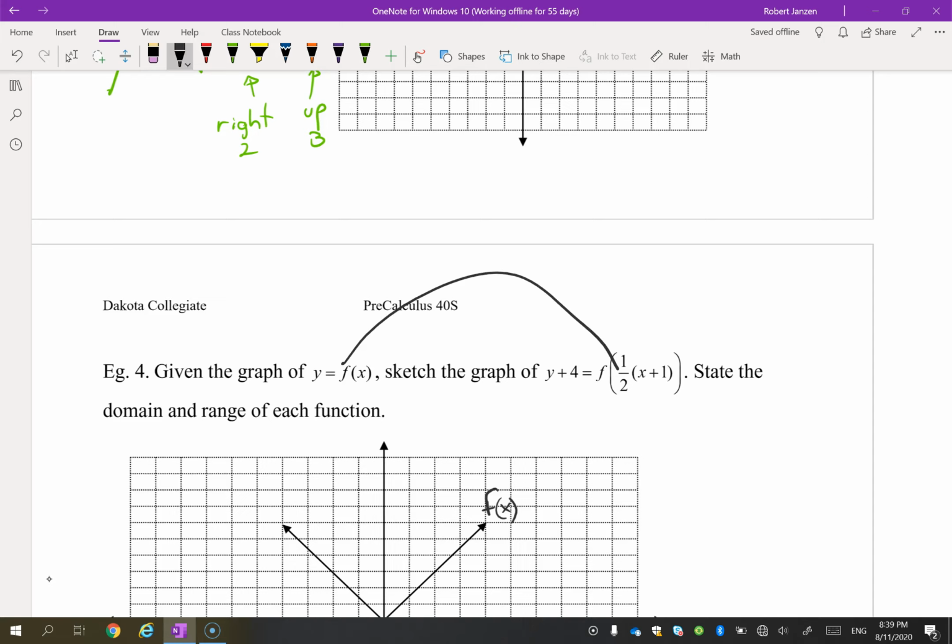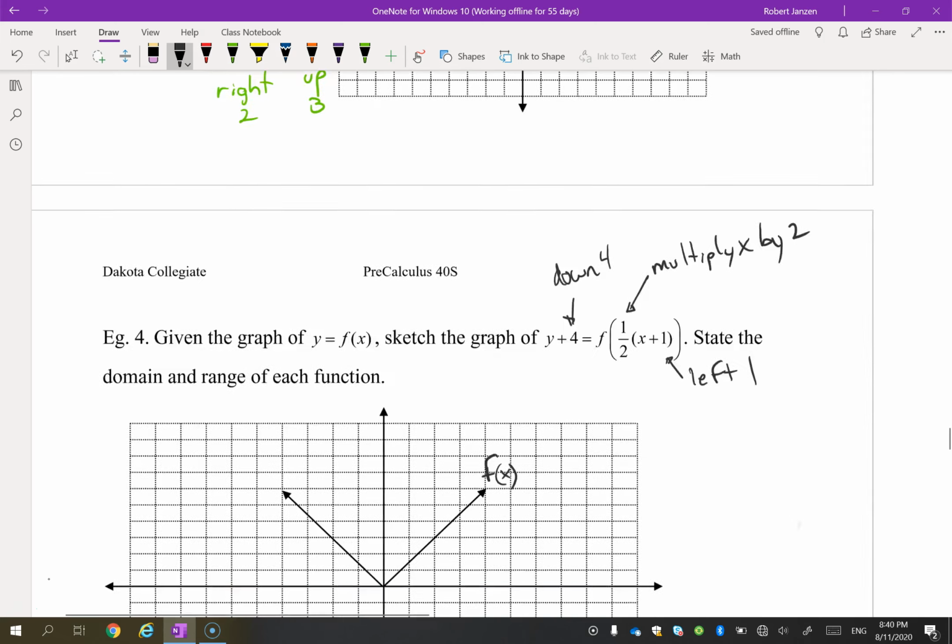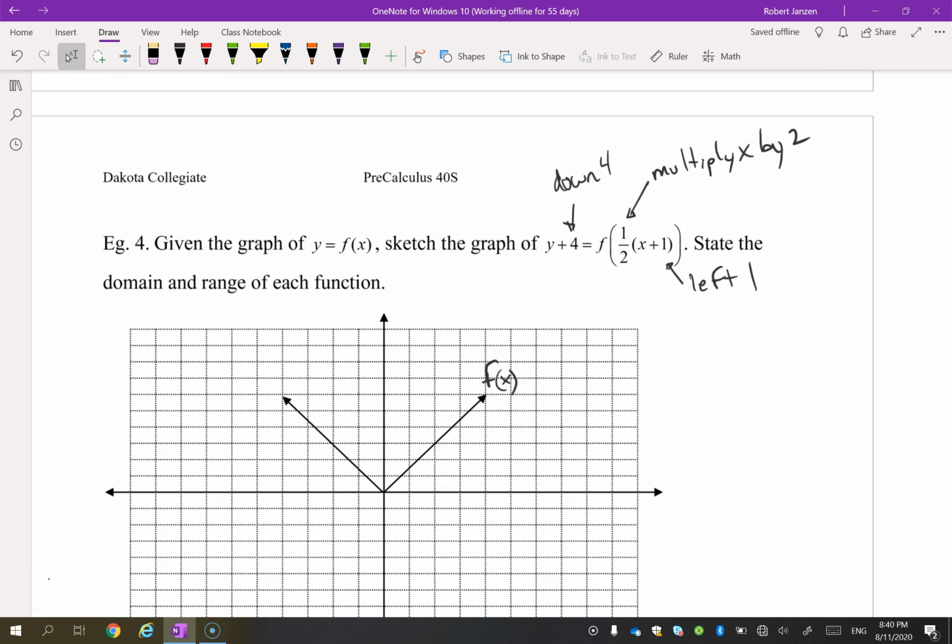What has happened to f of x? Okay, there's a couple things that have happened. We've got this. This is down 4. We've got this. Well, what does this half do? This half is attached to the x. It's inside the function, so it affects the x. We're going to divide the x by a half, or you can say multiply x by 2. Right? There's a half there. That's actually a horizontal stretch. And then what's the 1 do? That's left 1.